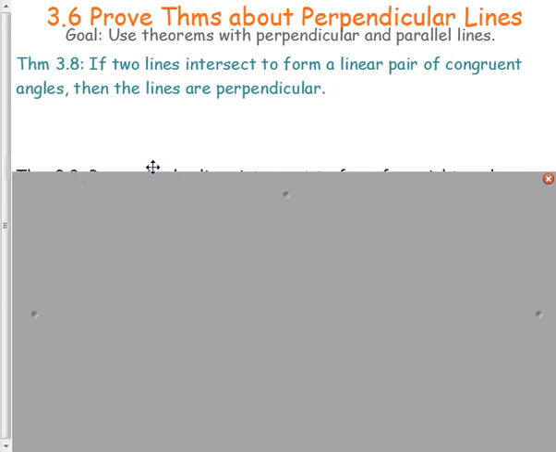Section 3.6, prove theorems about perpendicular lines. So this will be our last section for chapter 3, and our goal is to use theorems with perpendicular and parallel lines. To start, theorem 3.8, this one just doesn't have a name. It says if two lines intersect to form a linear pair of congruent angles, then the lines are perpendicular.